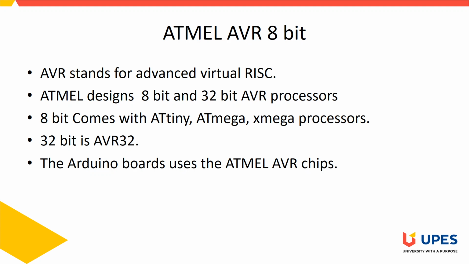So what does AVR stand for? AVR stands for Advanced Virtual RISC Machines. As we have seen that ARM stands for Advanced RISC Machine, they are named Advanced Virtual RISC. That means they follow the RISC architecture. Now it varies in design from 8-bit to 32-bit. 8-bit comes in Tiny, Mega and XMega processors, and 32-bit Atmel AVR is known as the AVR 32-bit.